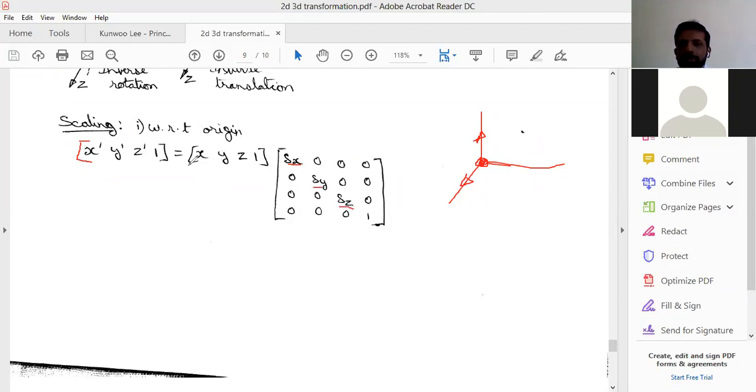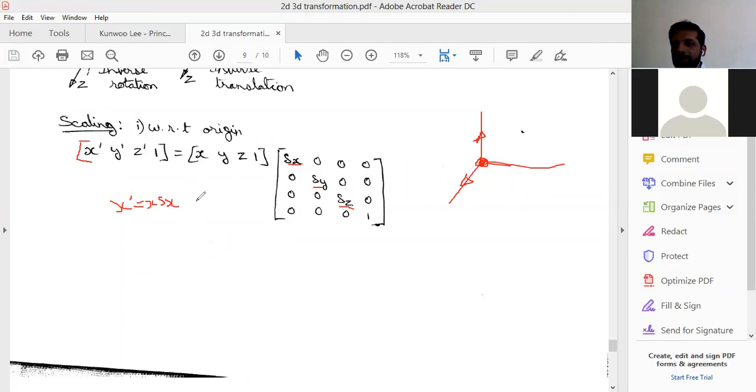So what happens over here is just like our two-dimensional scaling: x dash will be x into the sx value, the scaling factor.